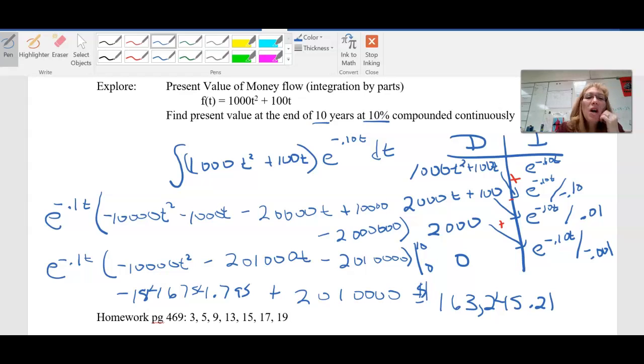All right, I hope you did a good job. So your first part, you set up your integral, so you have your function and your interest.